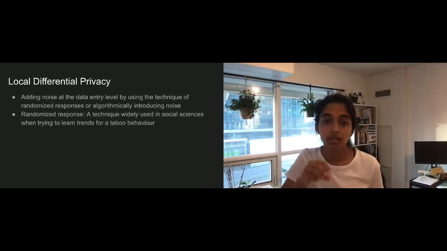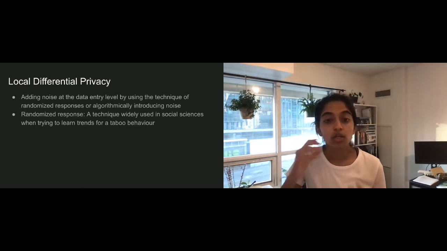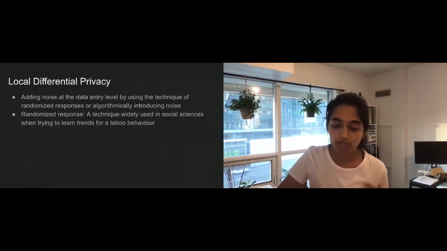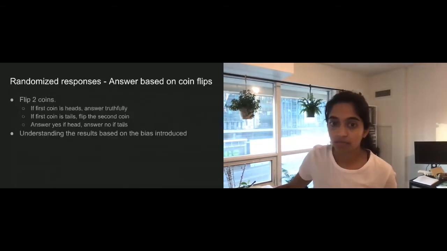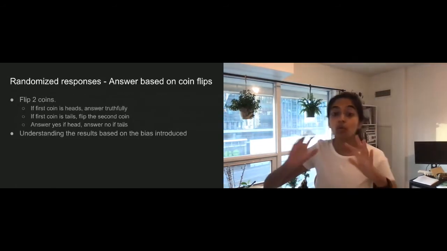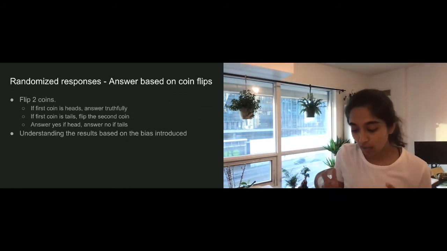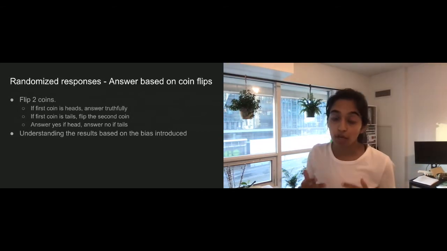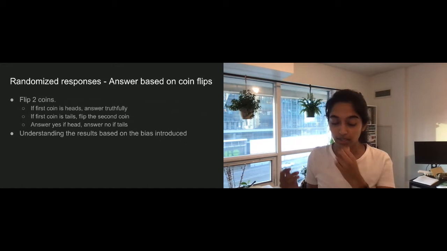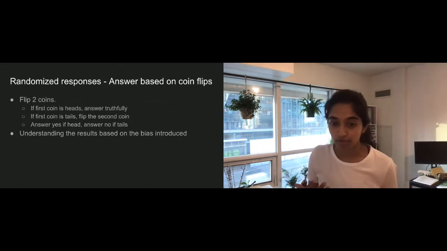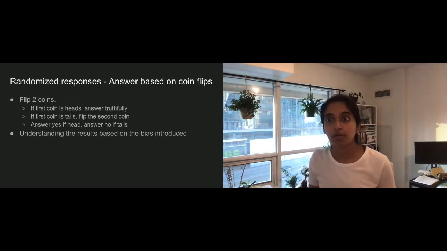This method was actually borrowed from the field of social sciences to learn taboo behavior. So how does this work? Let's walk through an example. Let's say I want to learn how many of you have shoplifted before. This is a taboo behavior, right? Not everybody wants to admit that they have shoplifted before. But what if I can give you some sort of plausible deniability?